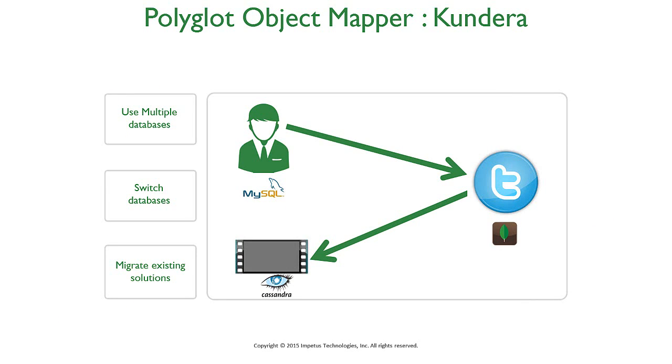Let's understand this by building a user tweet system using Kundera. We will cover the following in this demo. We'll use multiple databases in one application. We'll switch databases by just a mere configuration change. Here, the user data will be saved in MySQL. The tweet data will go to MongoDB, and the videos related to the tweets will be saved in Cassandra.